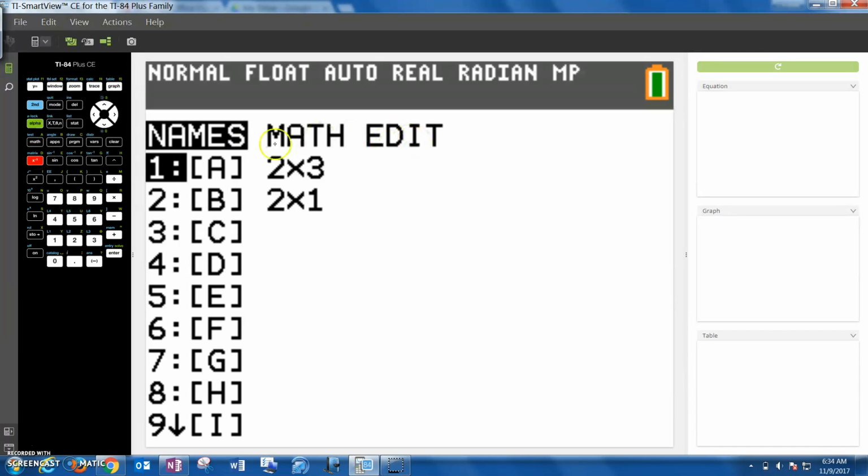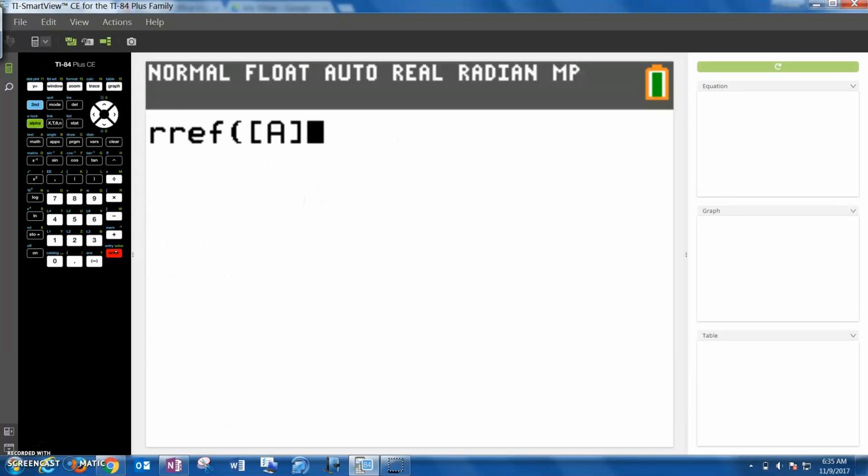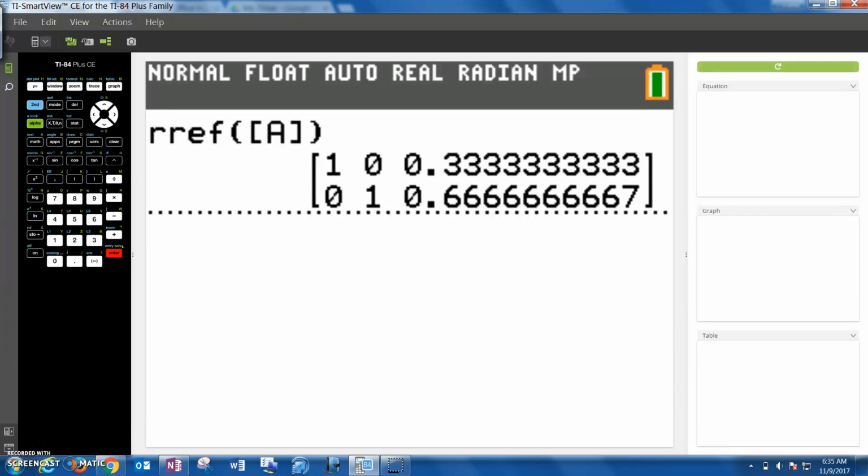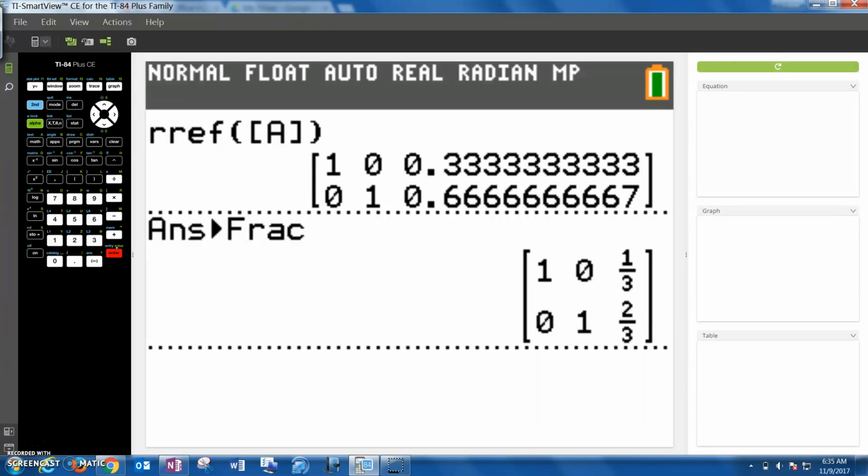And this time instead of edit you want A, so you just stay on names and we're going to take A. So I'm RREFing matrix A, which is all the numbers I put in. So this will basically do the calculation for you, and this is what you get. Now, those decimals hopefully you recognize as fractions, but let's say you don't. You can math frac your answer just like you can with any answer. Alright, so this is what we get.